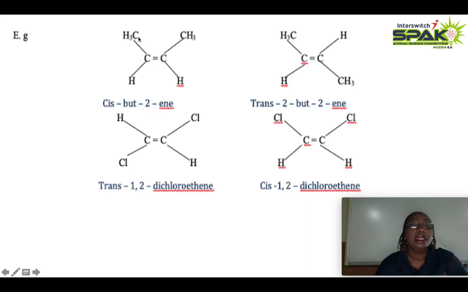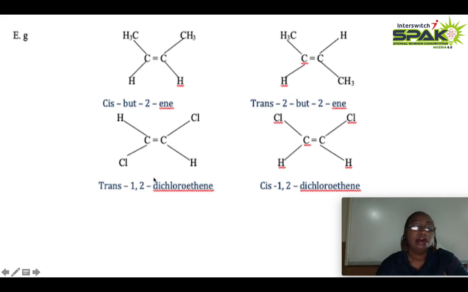Now, the other groups are arranged in a way that they are on the same plane, and that's why you call it cis-butene. While when you look at this, you realize that the other groups are arranged opposite each other, and that's why they call it trans-butene.